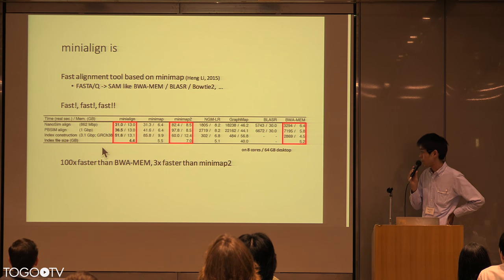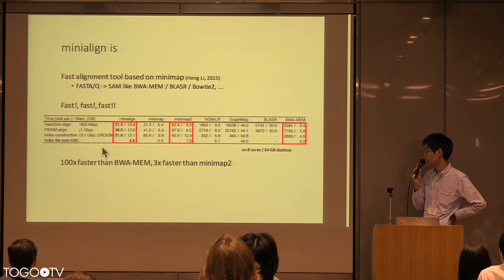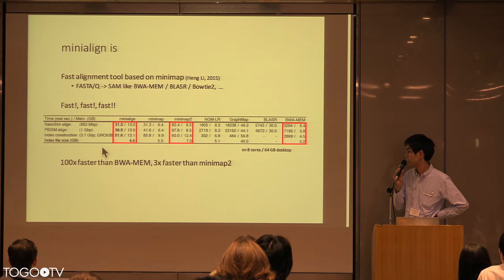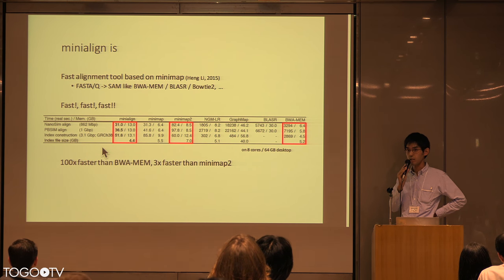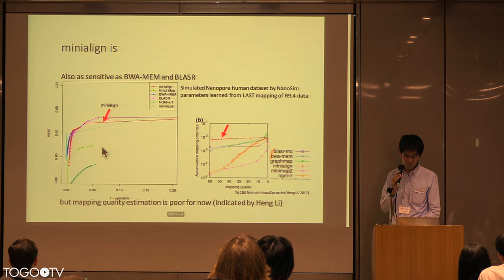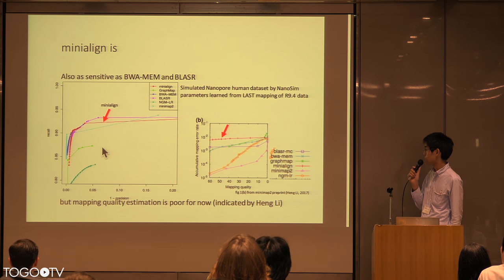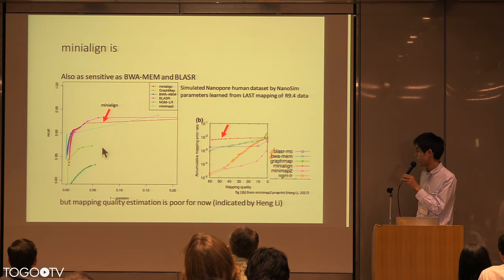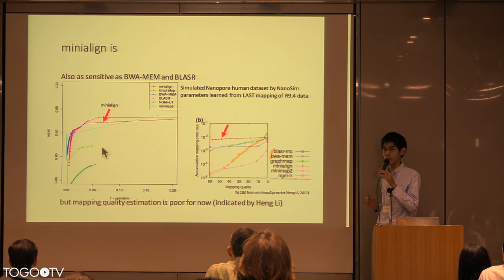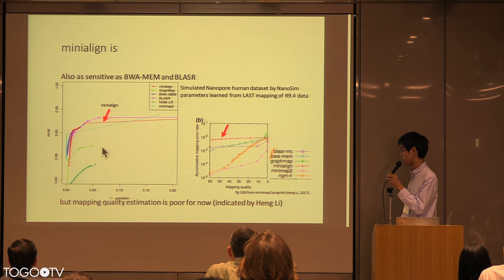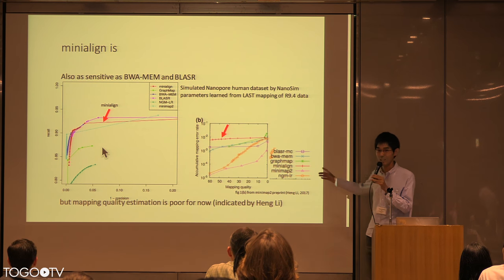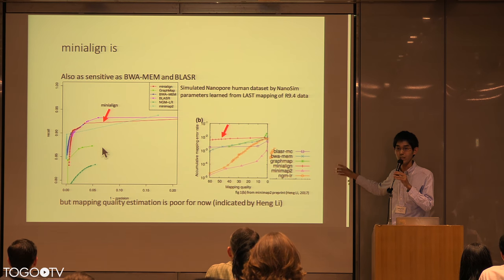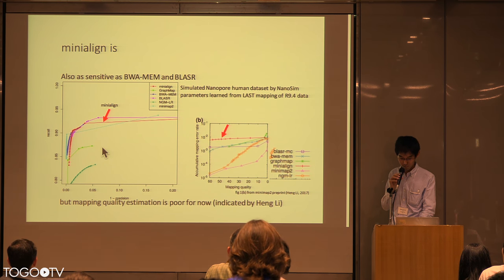Comparing minialign to other traditional mapping tools like BWA-MEM, it is 100 times faster, and even 3 times faster than Minimap2, which was recently developed by Heng Li. It is proved to be as sensitive as BWA-MEM and BLASR on a simulated nanopore human dataset. But as I recognized before, the mapping quality estimation of minialign is poor for now, which is indicated by Heng Li in the recent Minimap2 preprint.